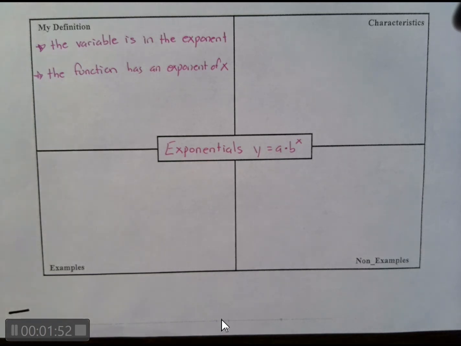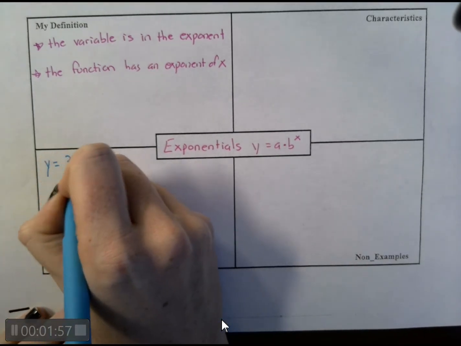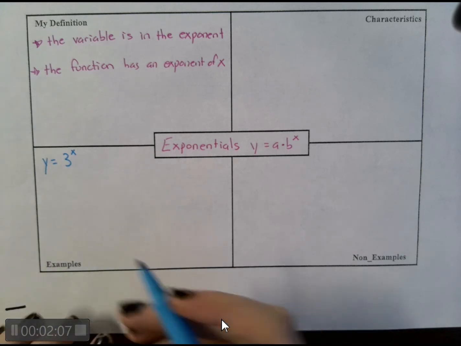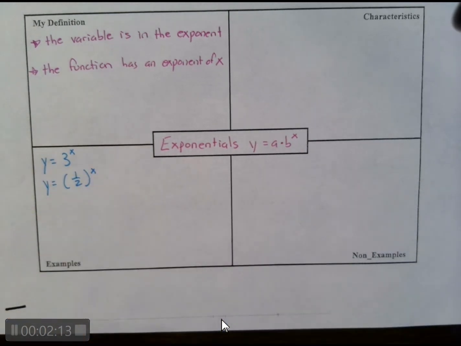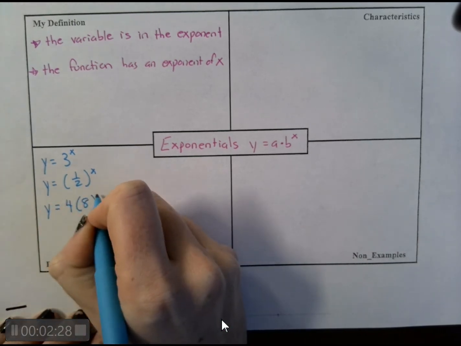If we look at examples of exponential functions, let's just do an easy one. An example might be y equals 3 to the x. And so because we have an x in our exponent, it is going to be an exponential function. All right, let's do another one. We could have y equals 1/2 to the x. Just because there's a fraction in our parentheses does not mean that it's not an exponential, because we have an x in our exponent. All right, we could have y equals 4 times 8 to the x.